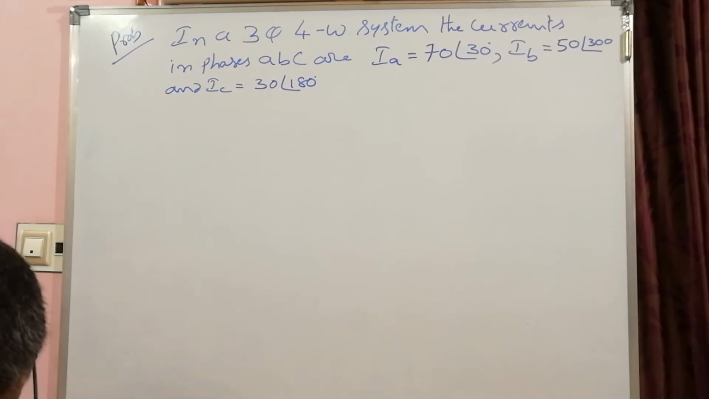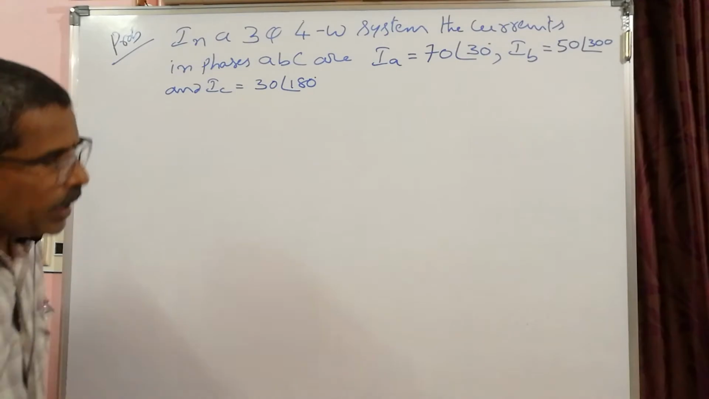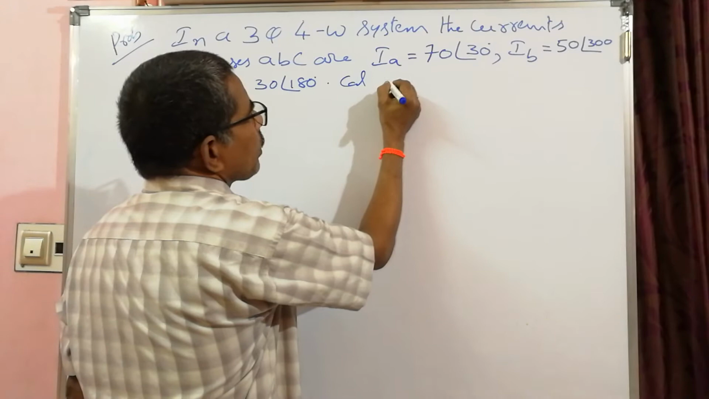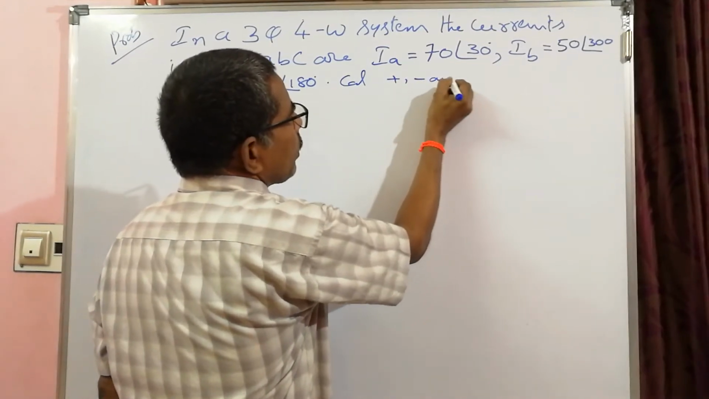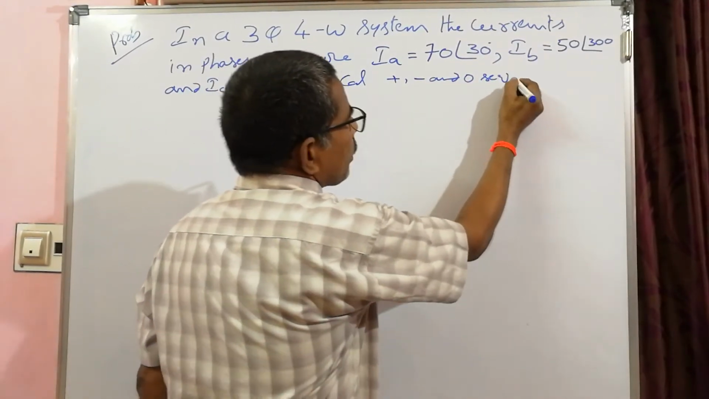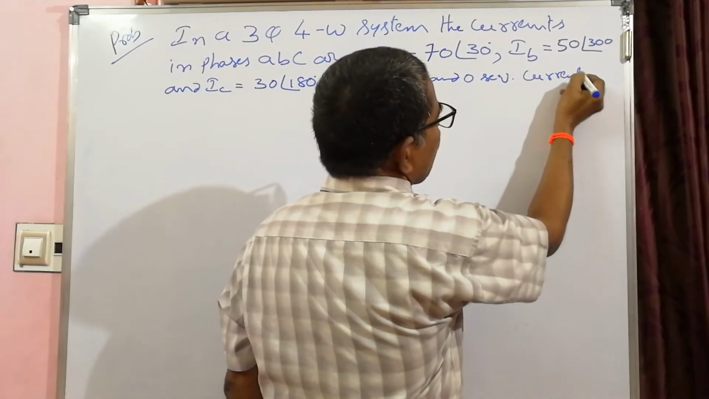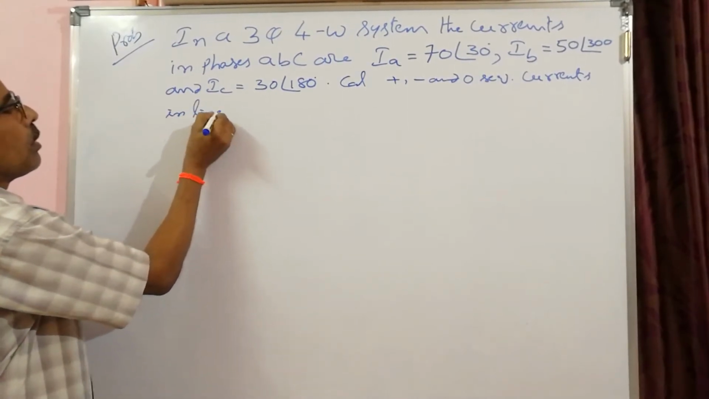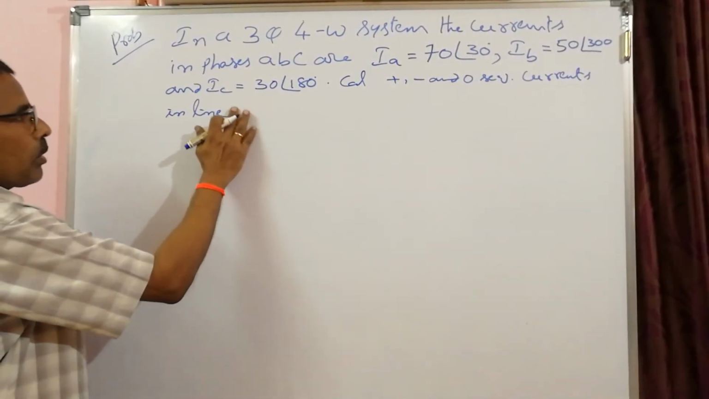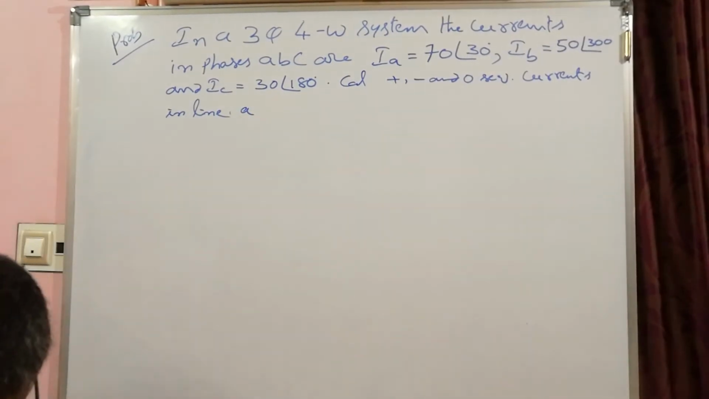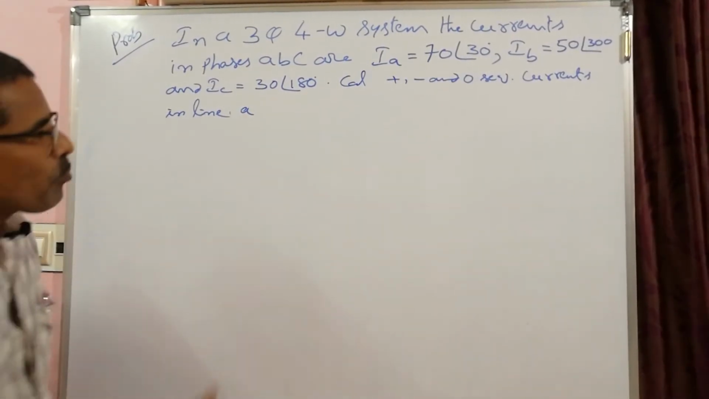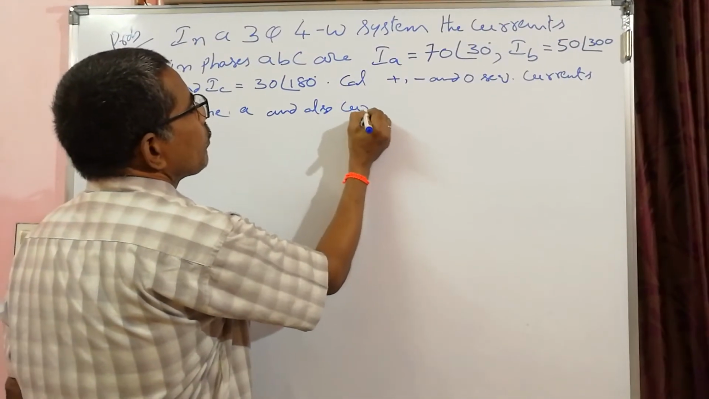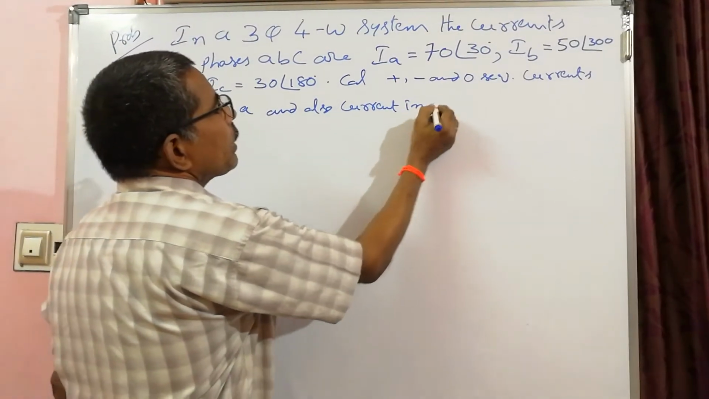Calculate positive, negative and zero sequence currents in line A, and also the current in neutral.